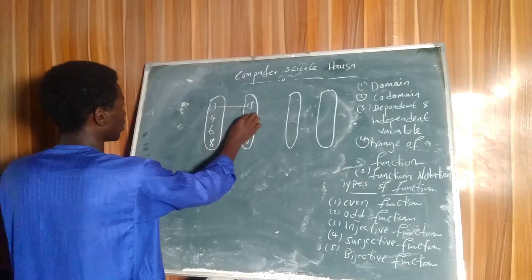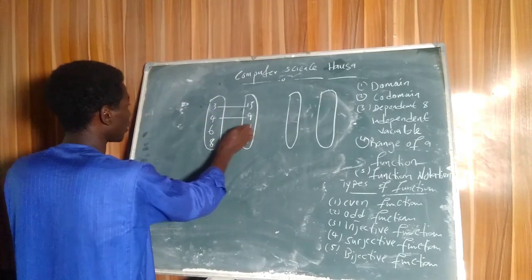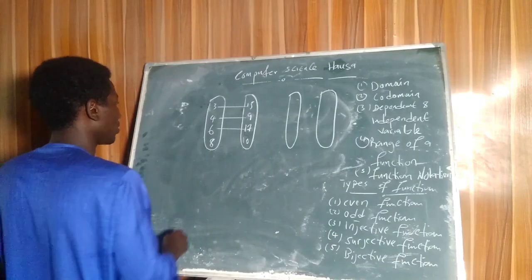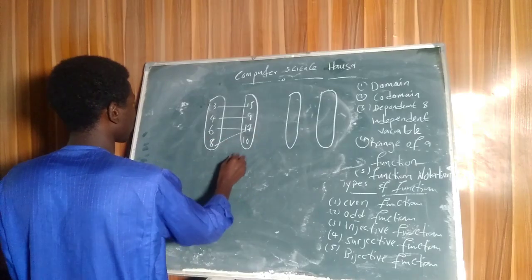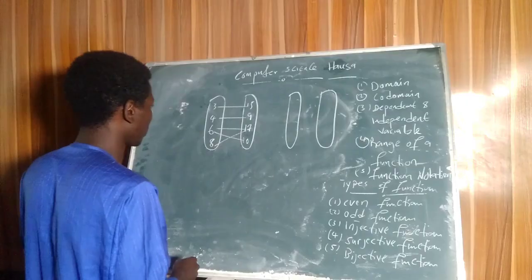So idan misali yanzu aka samu haka, right, wannan, so sai aka samu haka, sai misali yanzu a samu haka, sai a samu haka, alright.